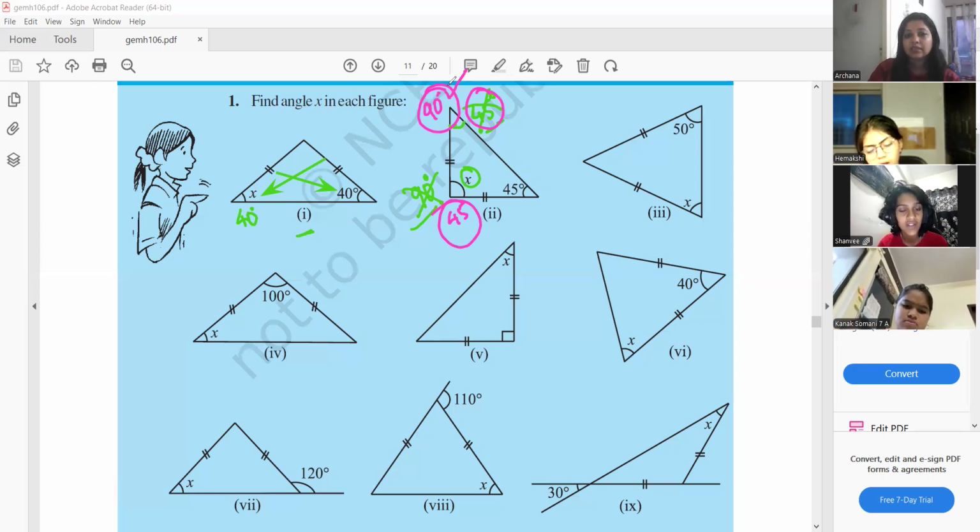See, if you are saying this as 90 degrees, Himakshi, understand. Which two sides are equal? This and these two sides are equal. Which is the angle opposite to this? This one. And which is the angle opposite to this side? This one. So if this is 45, this should be 45.